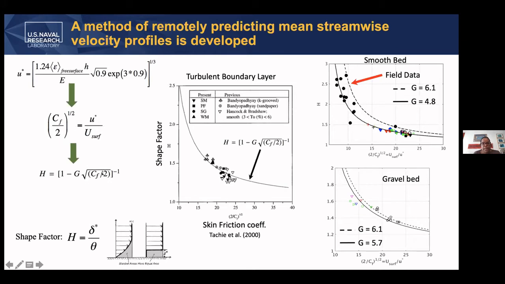So this G, I don't have enough data at this point in time to say whether or not G is an empirical constant, or what that value of G is going to be for all of the open channel flow data. But that's something that I'm pursuing moving forward. So having this shape factor, there's a lot of information here.